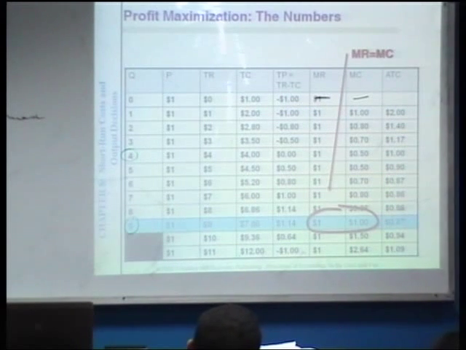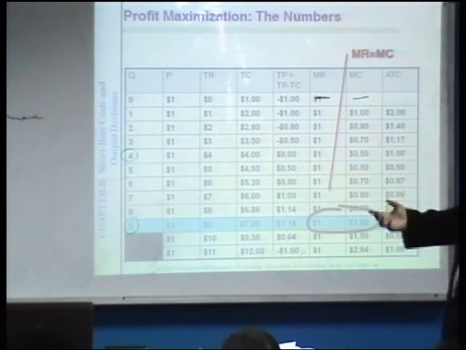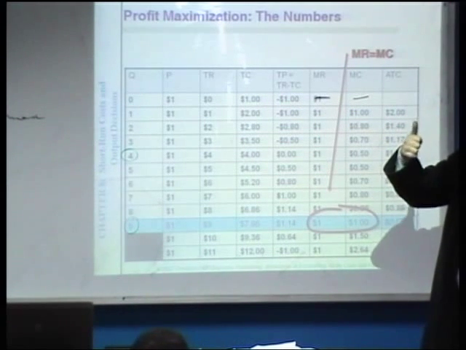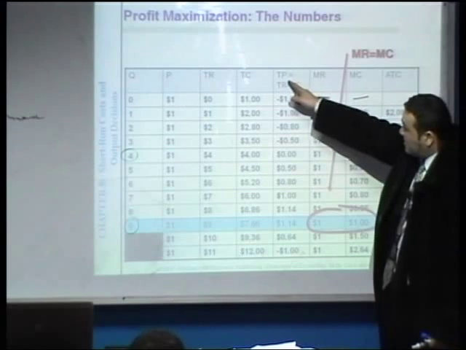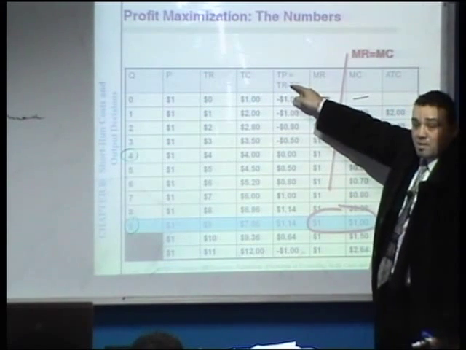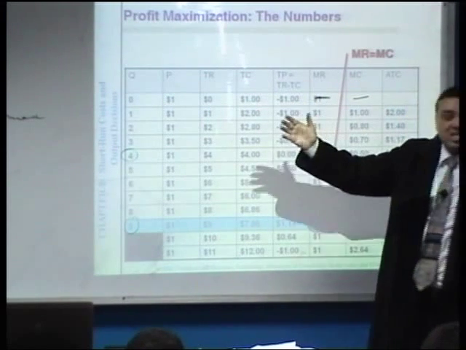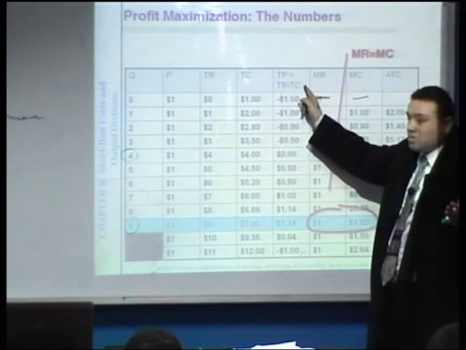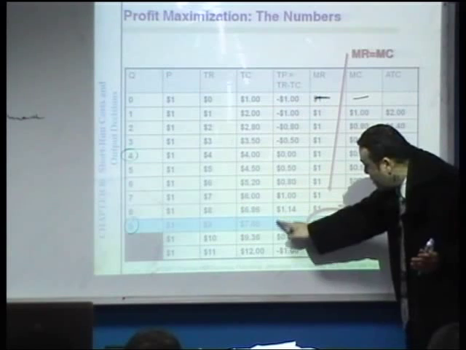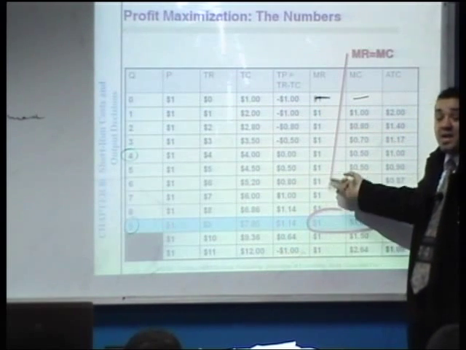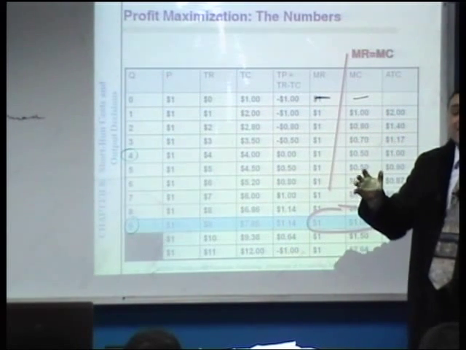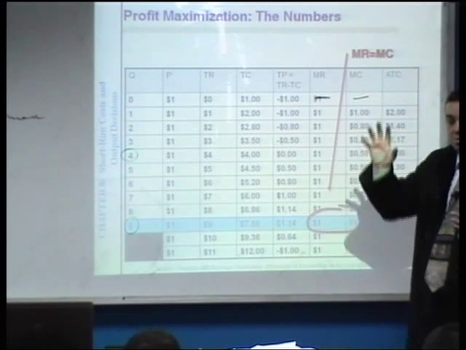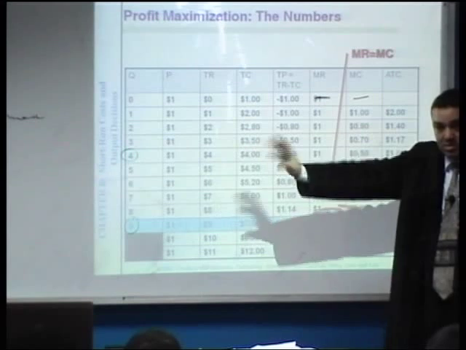Where is the maximum profit achieved in this case? As we mentioned, the total profit is maximized when there is the largest distance between total revenue and total cost. Where is it here? 1.14. This is called the totals method, طريقة المجاميع, based on the sum of total revenue and total cost.